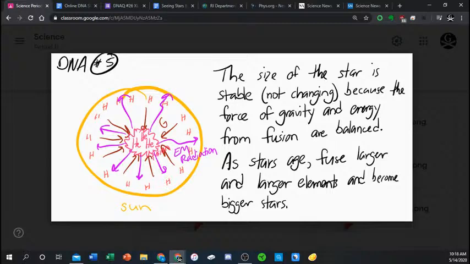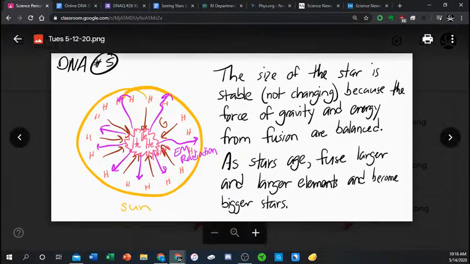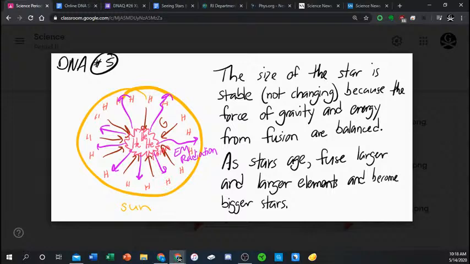So a lot of it depends on gravity's strength and change, but then also stars are producing energy, so fusion going back and forth. The electromagnetic radiation from fusion is working against gravity, right? So it's a very delicate balance here where hydrogen is being fused into helium. The size of the star is stable, not changing, because the force of gravity and the energy from fusion, the radiation from fusion, are balanced. As stars age, they fuse larger and larger elements and become bigger stars. They start fusing helium, they'll start fusing boron, they'll start fusing carbon, they'll start fusing oxygen. And you can get all the way to atomic number 26, and that's iron.